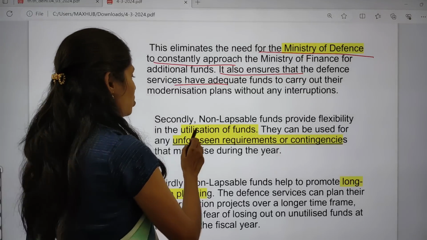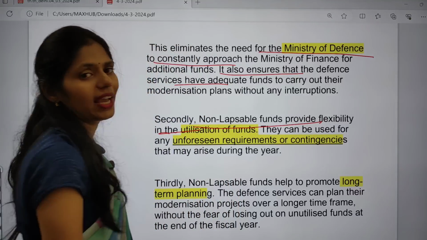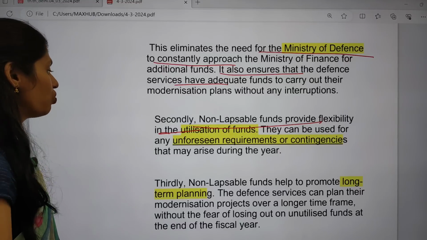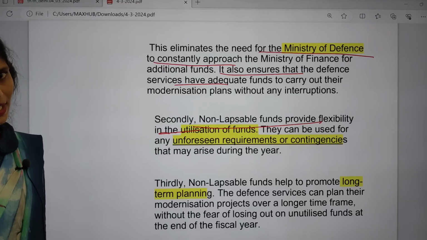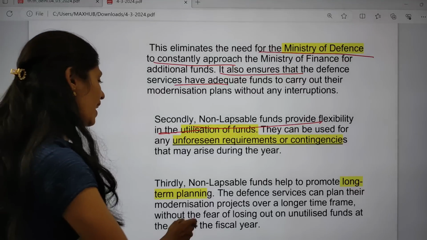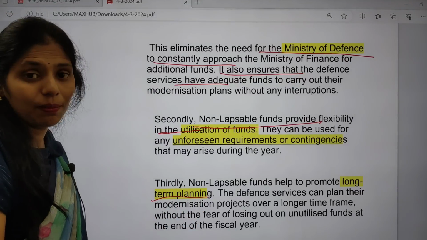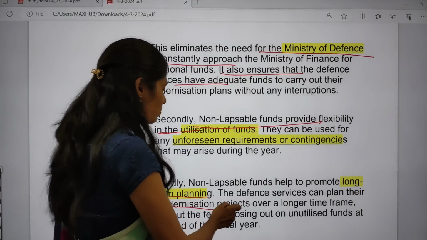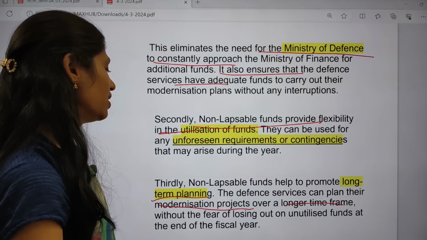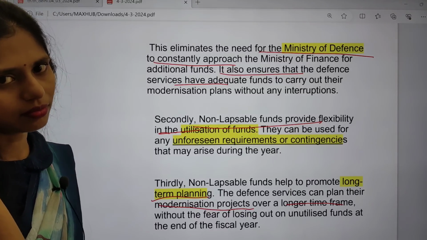And next, non-lapsable funds provide flexibility in the utilization of funds, and they can be used for unforeseen requirements and contingencies. Even it will promote long-term planning as well. Defense services can plan their modernization projects over a long time frame without the fear regarding unutilized money.